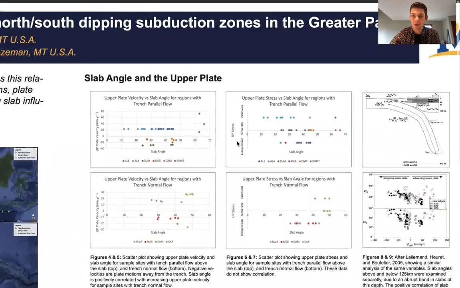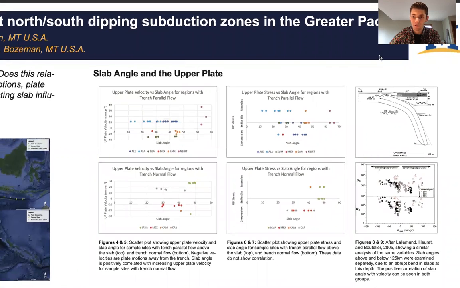Here we've got some scatter plots looking for a relationship between the variables in this study. These upper two are sample sites with parallel flow, and these are sample sites with normal flow. The x-axis in all of these is slab angle. Over here we've got upper plate velocity, and over here we've got upper plate stress. These three do not have any correlation, but for trench normal flow, we've got a strong correlation between slab angle and upper plate velocity. You can see as the upper plate increases its velocity, the slab angle also increases.